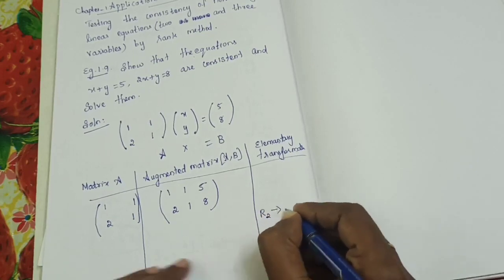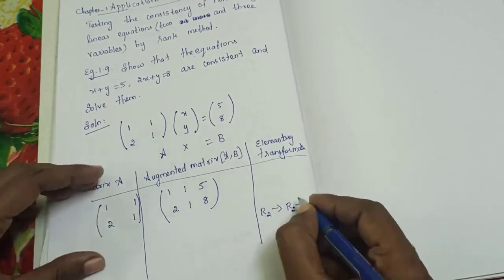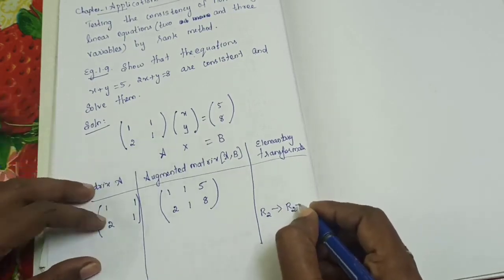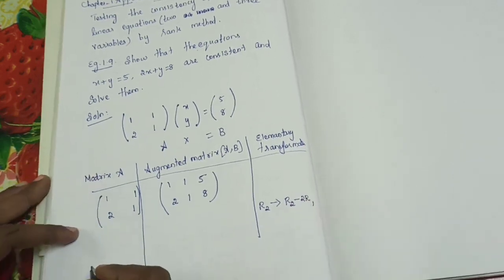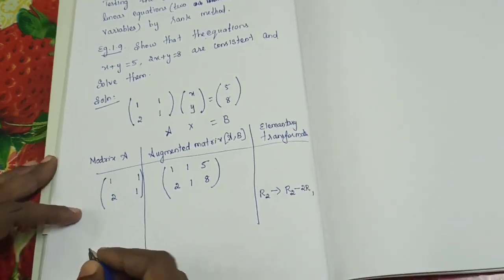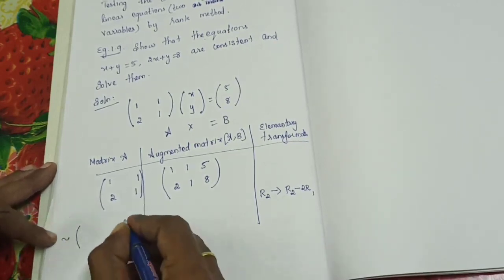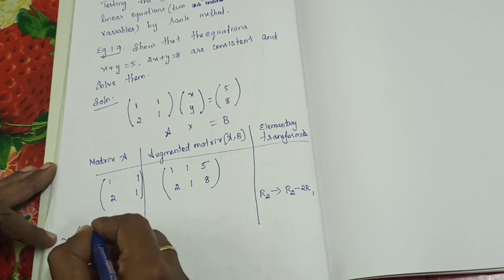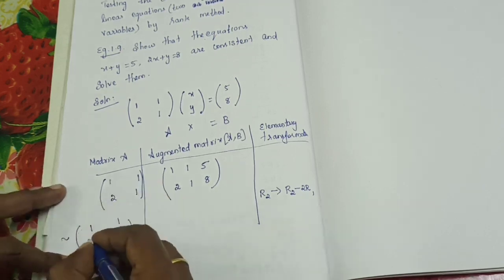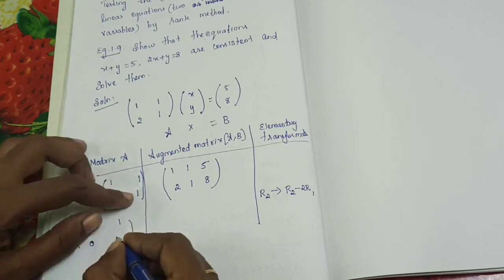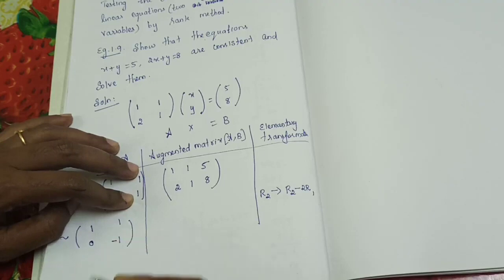R2 implies R2 minus, here there are only 2 rows, so no problem. If you multiply this by 2, you will get 0. Yes, R2 minus 2 into R1. Okay, let's do this one. Equivalent to, the symbol is very, very important. First row is the same. Second row, what will happen? 2 minus 2 into R1, so 0. Then 1 minus 2 into 1, so minus 1. Is it right?